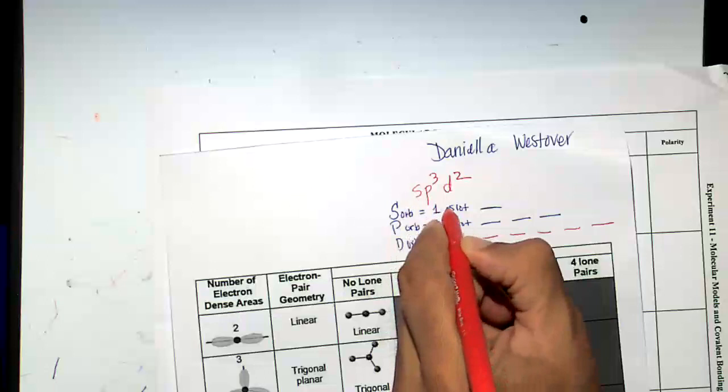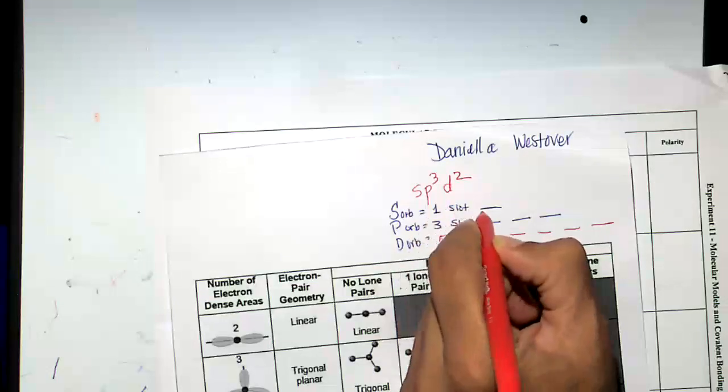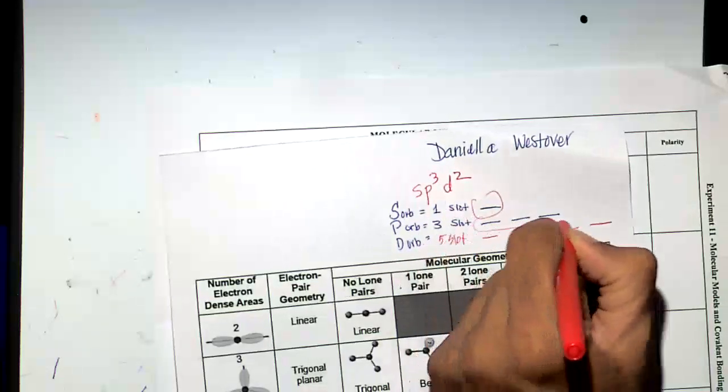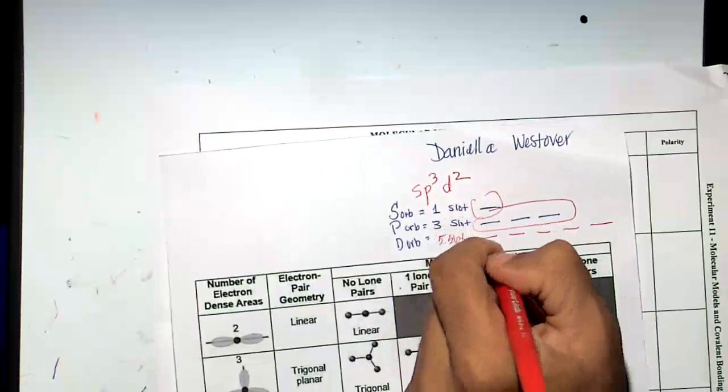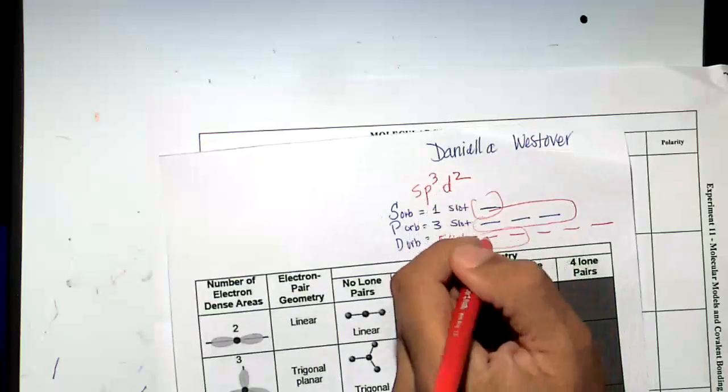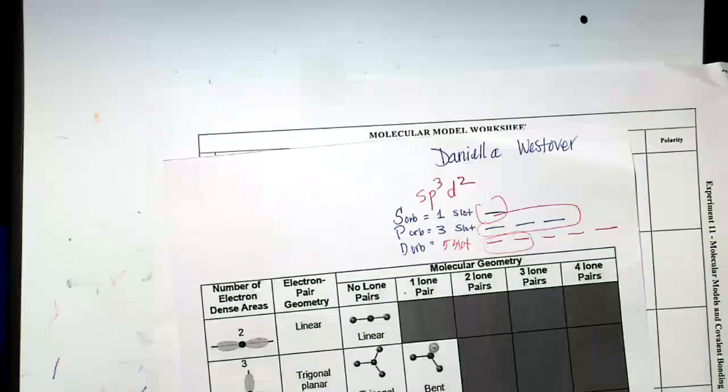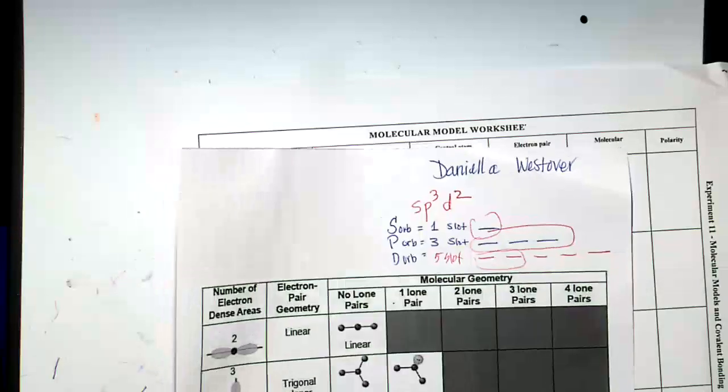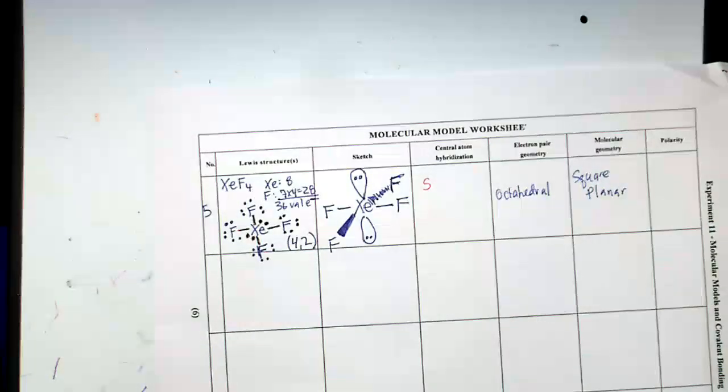In order to get 6 bonding, 2 of which are lone pairs, it's going to take 1 from S, 3 from P, and then 2 from D, right? Yeah, sp3d2 hybridized xenon. Yep, this is correct.